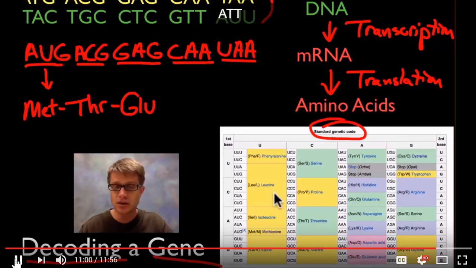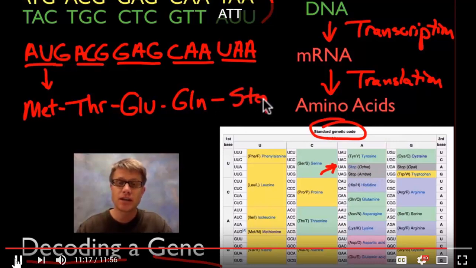If we go to the next one, it's CAA. So let's find that. CAA, that's glutamine, so that's going to be GLN. And then our last one is going to be UAA. So when I find that, you can see it's right here, UAA. That's going to be a stop sequence. And what does that mean? Well, that's the end of the gene. So that's not going to actually code for an amino acid. It'll actually put in a release factor so the whole thing can break out.